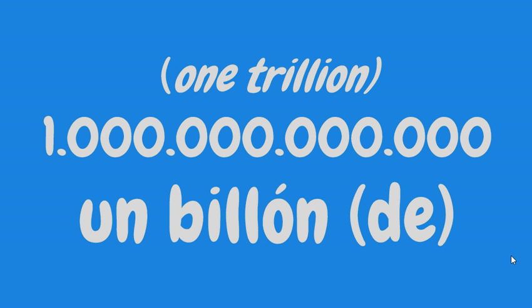And this is where it again gets confusing. To say a trillion, as we do in English, in Spanish we would say un billón de. So if you want to say $1 trillion, un billón de dólares. So this does not mean a billion. This means 1 trillion.